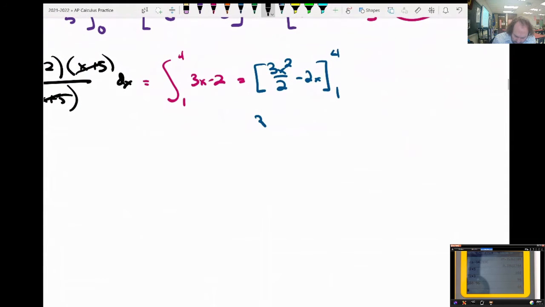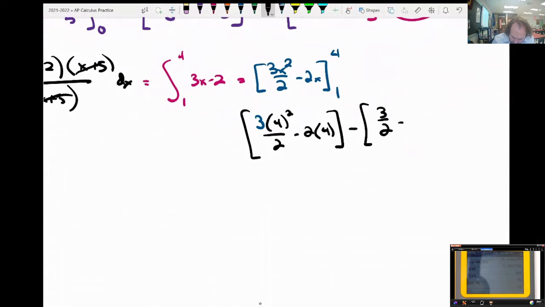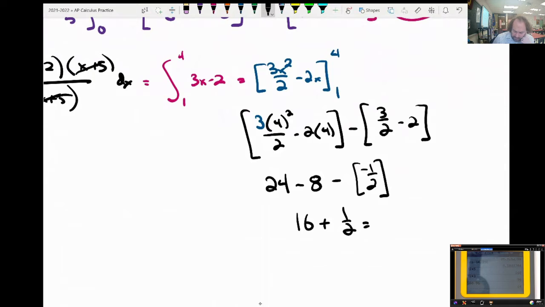Plugging in 4 would give us 3 times 4 squared over 2 minus 2 times 4. That's the first chunk. Minus plugging in 1, which gives us 3 over 2 minus 2. Let's see, working through these steps here. 4 squared is 16. 16 divided by 2 is 8. 8 times 3 is 24. 24 minus 8, minus, and this is just negative 1/2 actually. So this becomes 16 plus 1/2. I like the answer of 16.5, don't you? 16.5? Yeah, that works. 16.5.